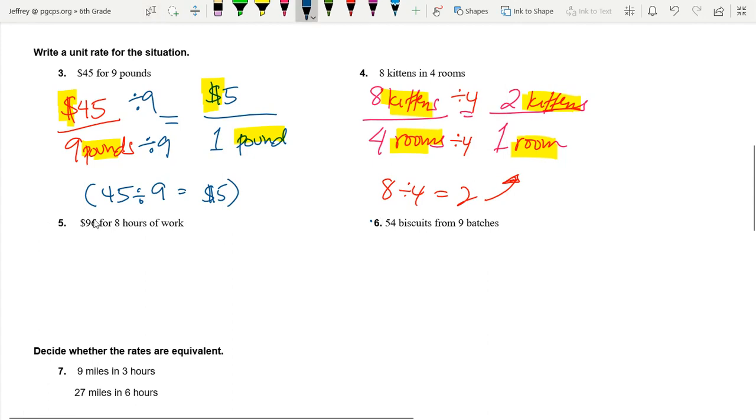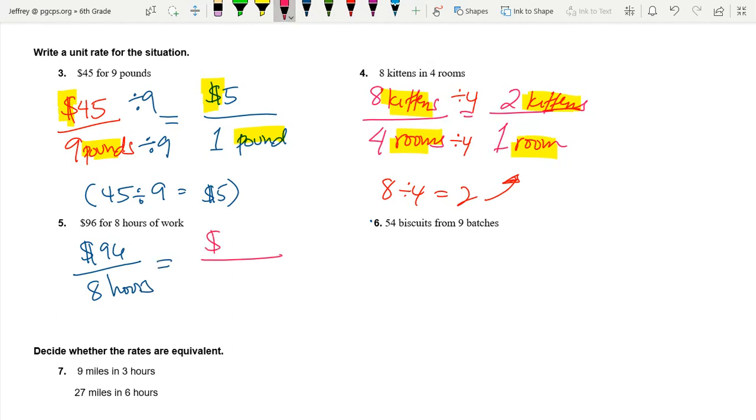Now, number 5. It says $96 for 8 hours of work. So let's write the rate first. $96 and 8 hours of work. So you get paid how many dollars per hour, or for 1 hour? So exactly, we're just dividing 96 divided by 8. That should give you exactly 12. So this would be $12 for every hour. So remember, we are writing the units of measure.